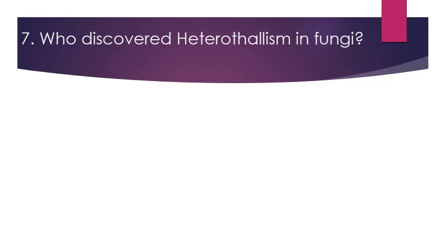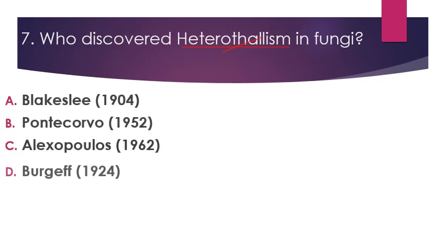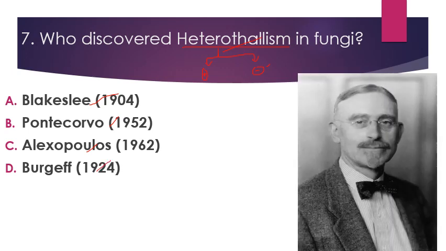Next question, who discovered heterothallism in fungi? Firstly, heterothallism means having two different types of strains, that is plus strain or minus strain thallus. तो इसे कहा जाता है heterothallism. Our options are Blakeslee, that is 1904, then Pontecorvo 1952, then Alexopoulos 1962, and Burgeff 1924. So the right answer is Blakeslee 1904.